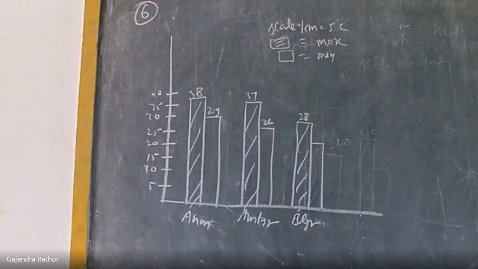The second question is which is the hottest city and which is the coldest city. So hottest means where the temperature is the highest. So which city has the highest temperature?